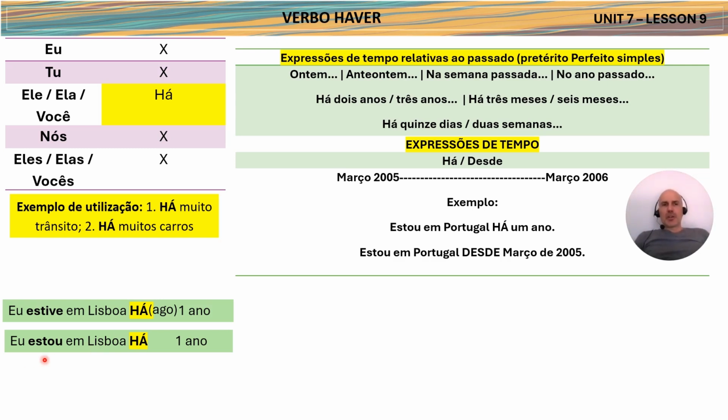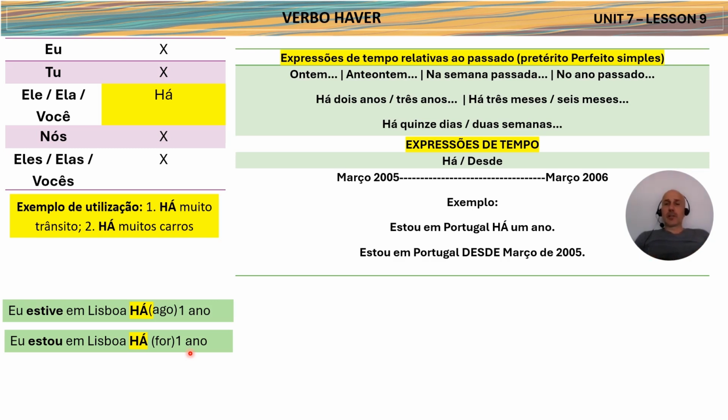Why? Because I'm going to tell you right away that the translation here is for, okay? The problem is that if you translate this word by word, this in English will be incorrect. So word by word, what I'm saying is I am in Lisbon for 1 year. This is not correct, okay? This sentence doesn't work in English. I am in Lisbon for 1 year. This is incorrect in English, okay?